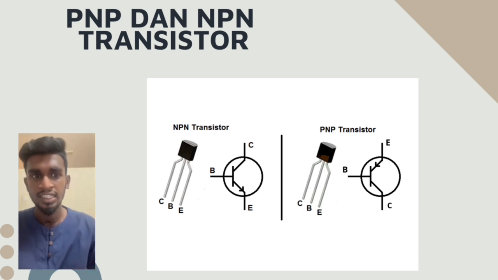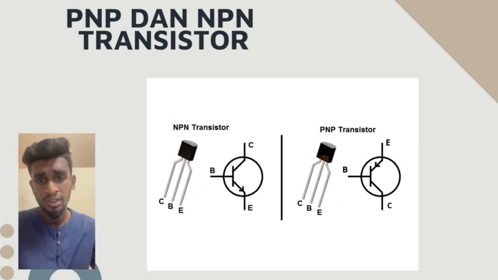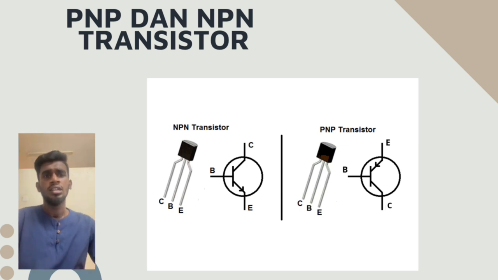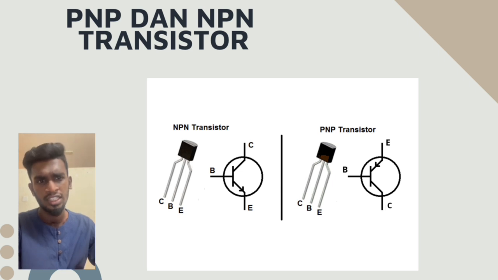PNP transistor: a layer of N-type semiconductor is sandwiched between two P-type semiconductors. Current flows from the emitter to the collector. A small current at the base, flowing out of the base, controls a larger current from the emitter to the collector.